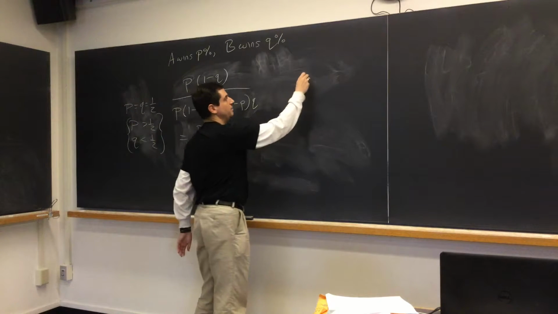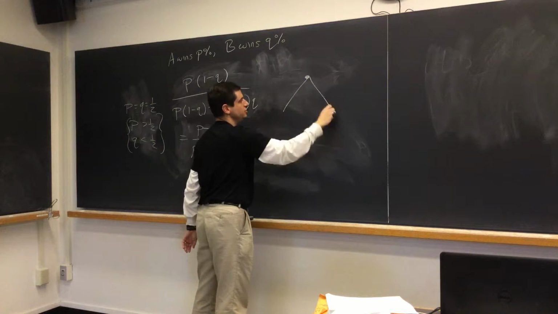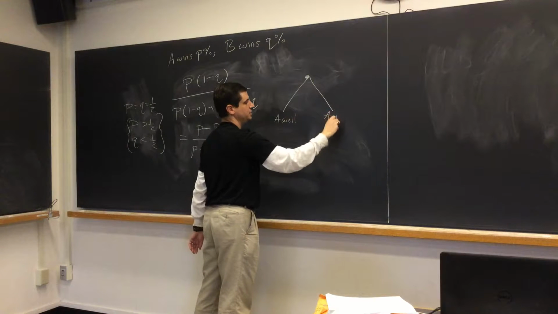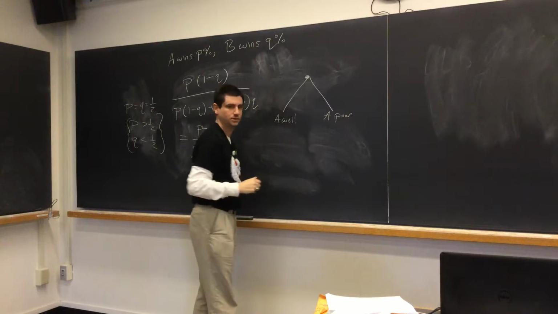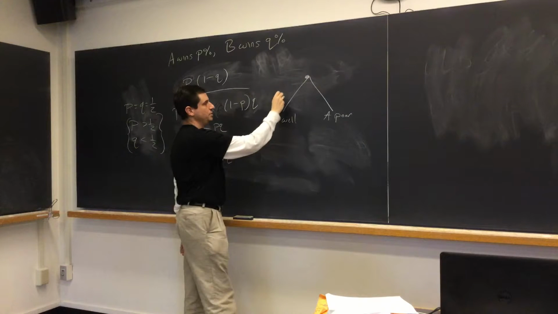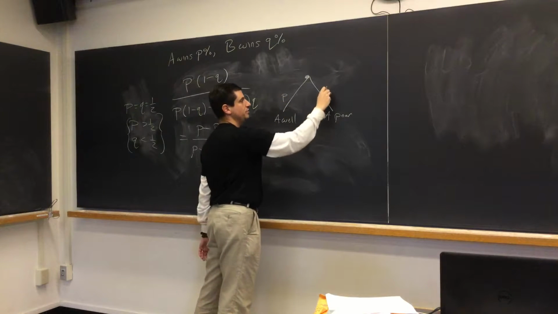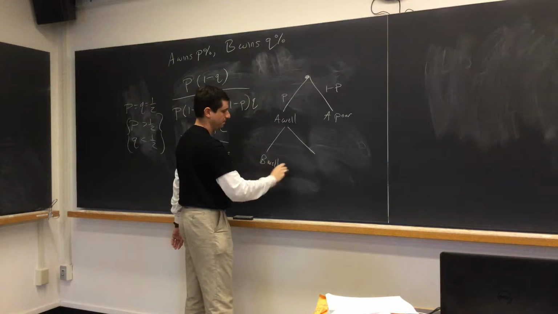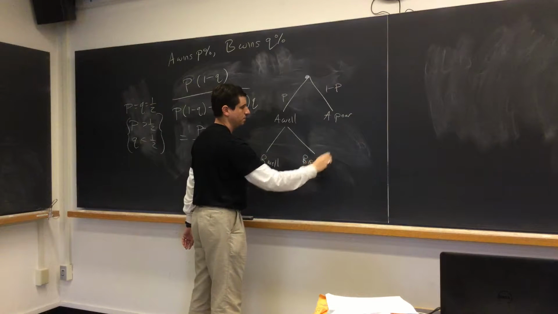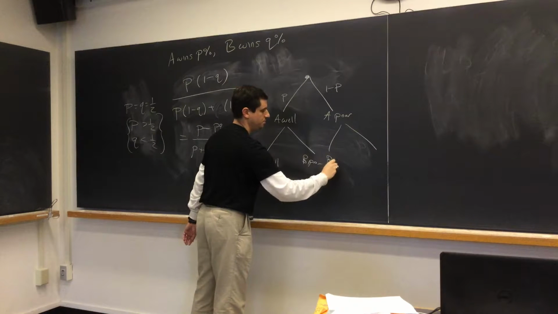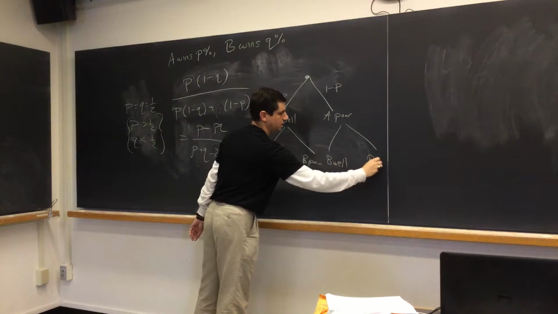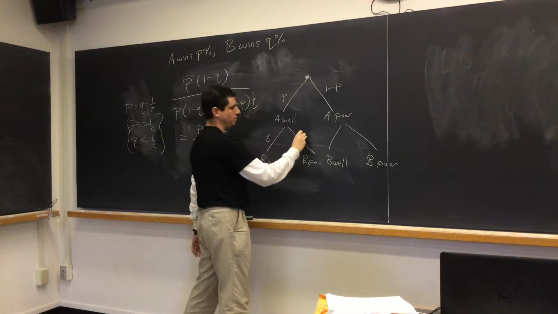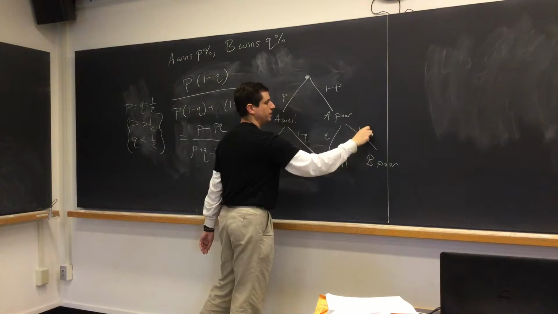Yeah, so let's look at what happens. So we can have a decision tree. A does well, A does poorly. And the probability that we come here is P. The probability we come here is 1 minus P. And then over here we could do B well, and we could do B poor. B well, and B poor. And this probability would be Q, 1 minus Q, Q, 1 minus Q.